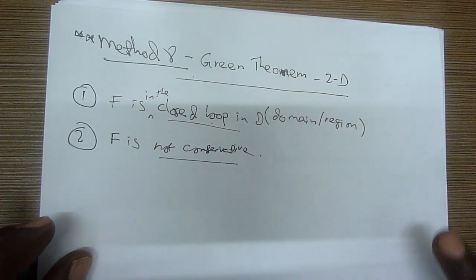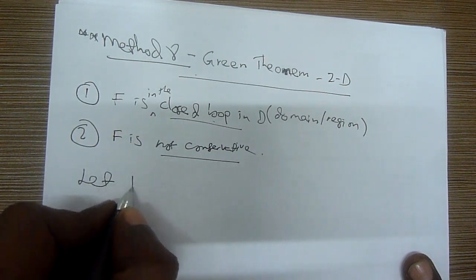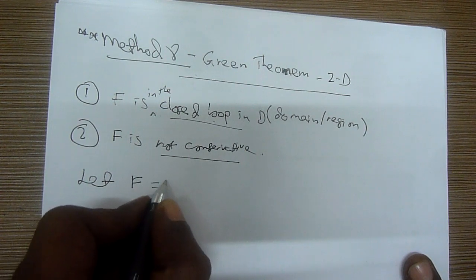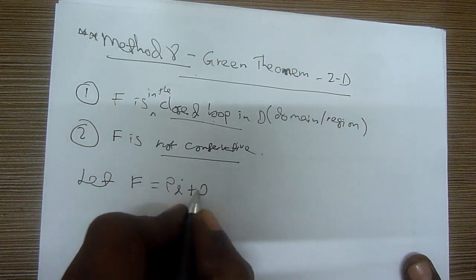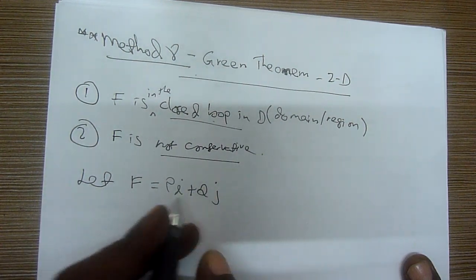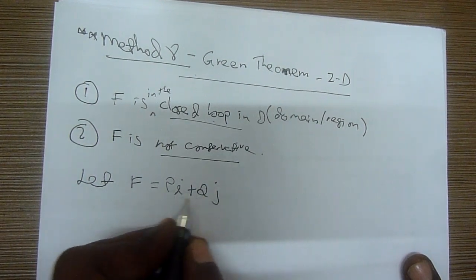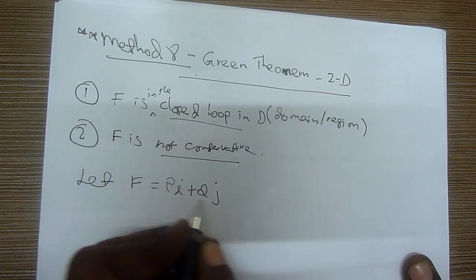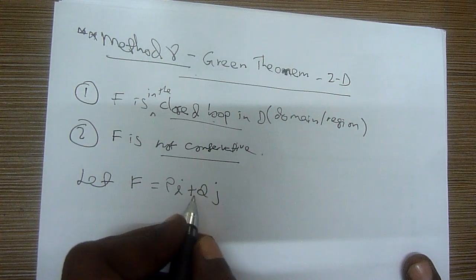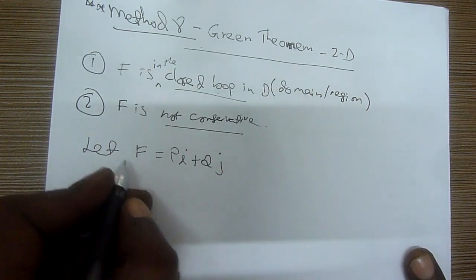Let F equal Pi + Qj, or we can choose F1, F2. This is common, which is why I'm introducing P and Q. All the books use P and Q as a standard, therefore I'm using P and Q. You may ask if you can use F1, F2. Yes, you can proceed.